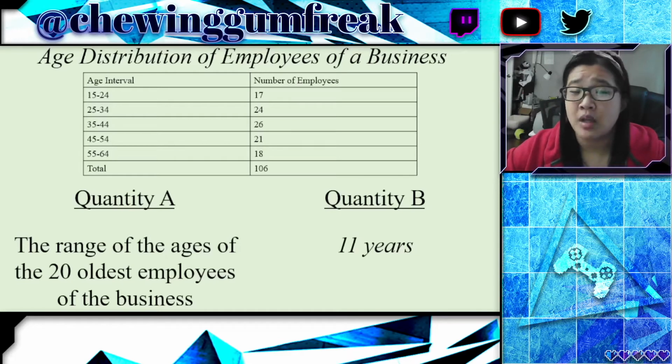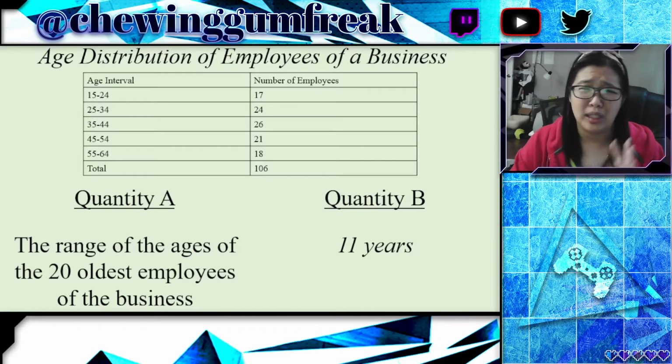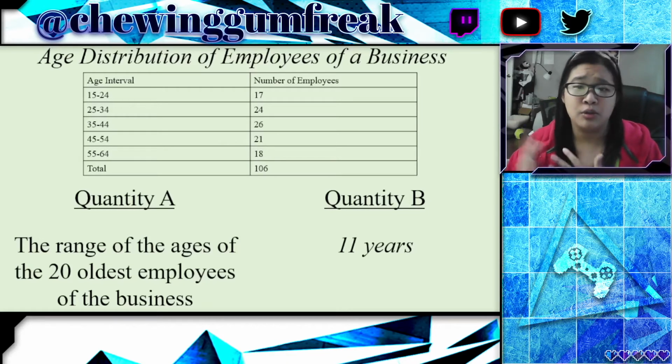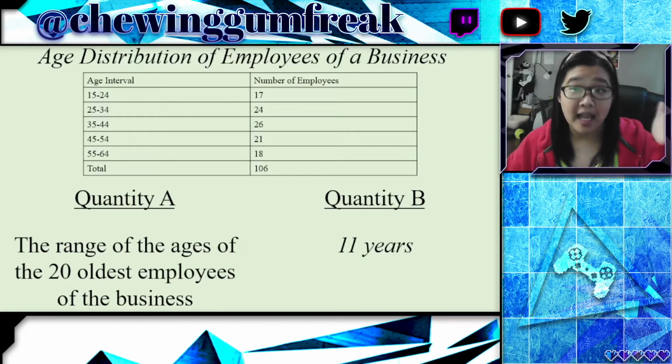A lot of times on these comparison questions, you will see this. So you'll see one quantity that asks you to do a little bit of calculation of some sort, and then compare it to whatever it is in quantity B. In this case, we have the range, which if you are unfamiliar with that, that is the difference between the highest number and the lowest number.